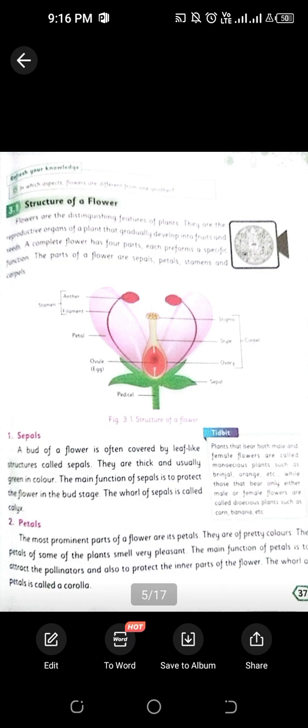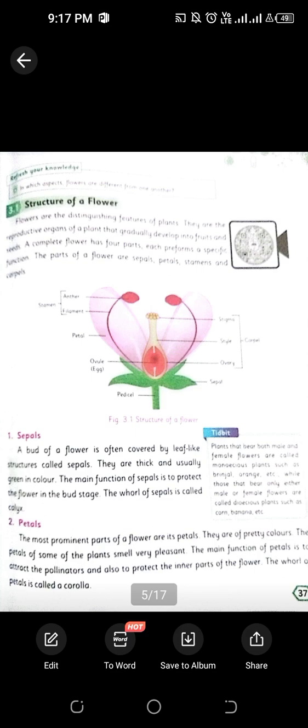First of all, we have discussed the structure of a flower. A flower is basically a distinguished feature of a plant. It is a very beautiful part of a plant, and flowers are the reproductive organs of a plant because they develop into fruits and into seeds later, right? So flowers are the part of a plant that are converted into fruits and seeds. That's why they are known as reproductive organs.